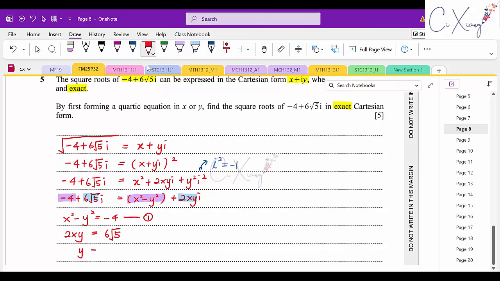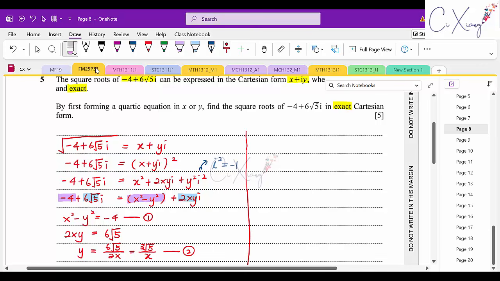And maybe I can put y equals 6 square root 5 divided by 2x. I'm doing it like this because I plan to substitute the y into equation number 1 later to solve. So I have 3 square root 5 over x, and this will be my second equation. Then what I can do next is solve the two equations simultaneously. That means I substitute equation number 2 into equation number 1.